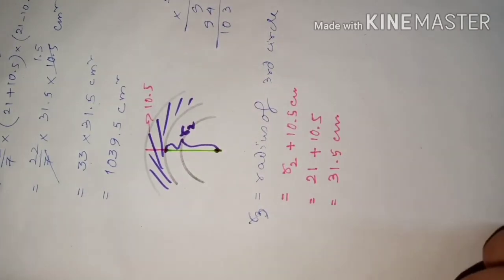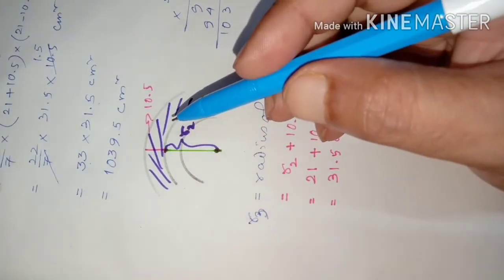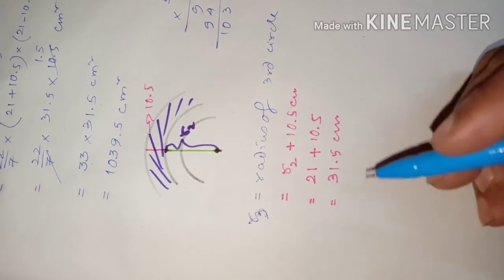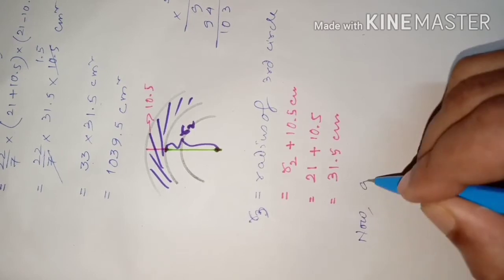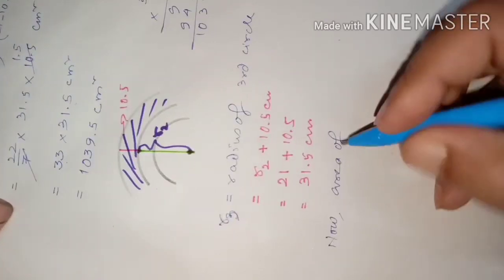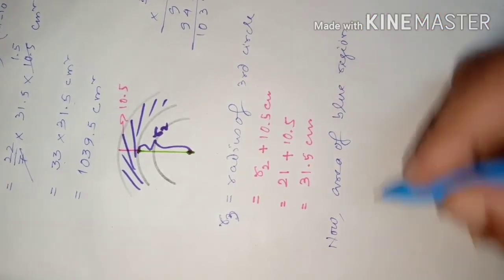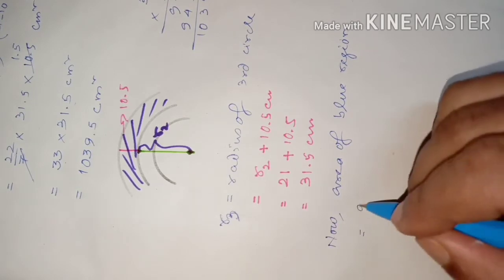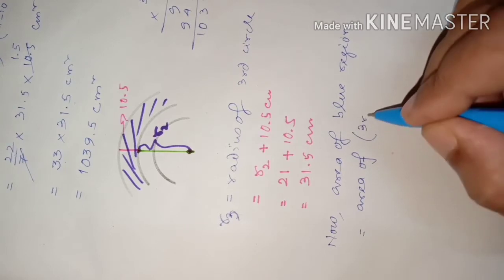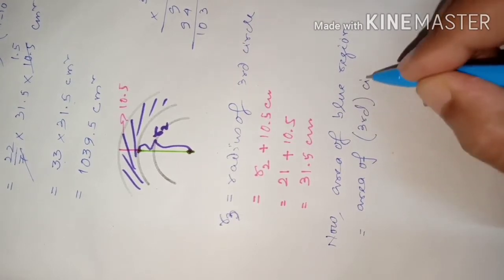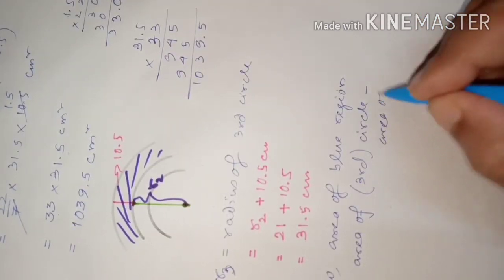Now let us write the area of the blue region. Like before, the area of the blue region will be the area of the third circle minus the area of the second circle. Therefore, area of blue region is equal to area of third circle minus area of second circle.